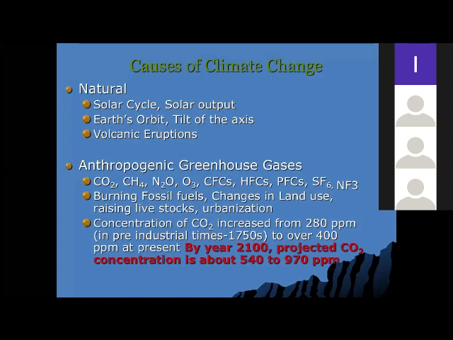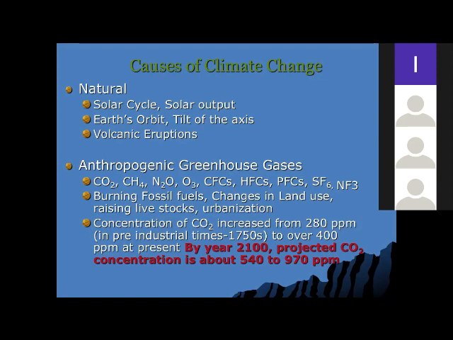Burning fossil fuel, changing land use, rising livestock, and urbanization all lead to more carbon dioxide, methane, and other gases in the atmosphere. We reduce the sink absorption of carbon dioxide. If you are clearing the forest, for example, more carbon dioxide stays in the atmosphere and will not be absorbed, and therefore it will lead to more concentration of greenhouse gases. We had 280 parts per million in pre-industrial time, but by now it's over 400 parts per million in the atmosphere.